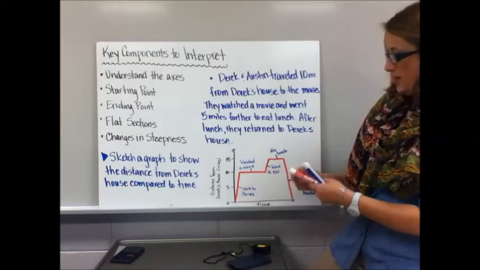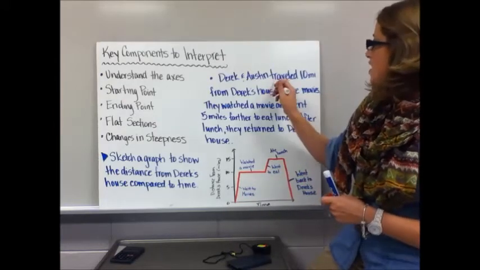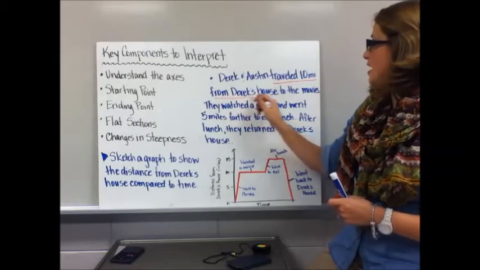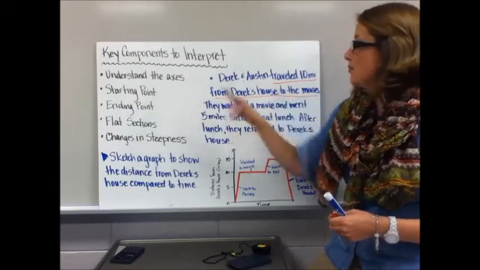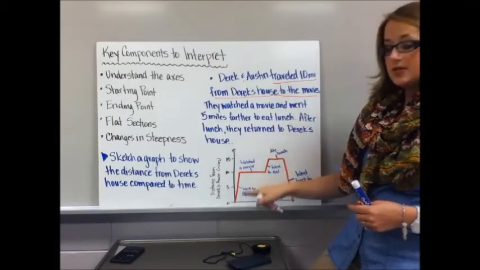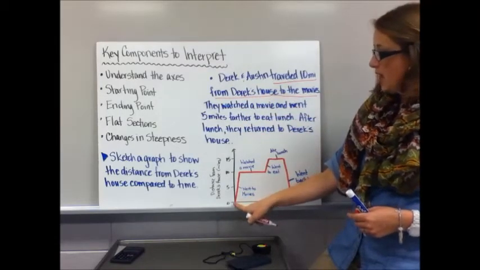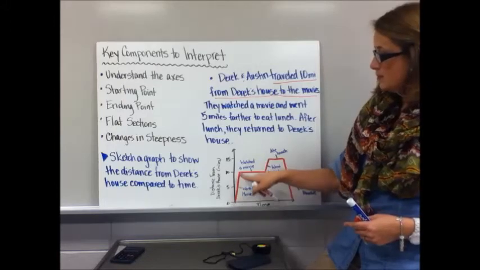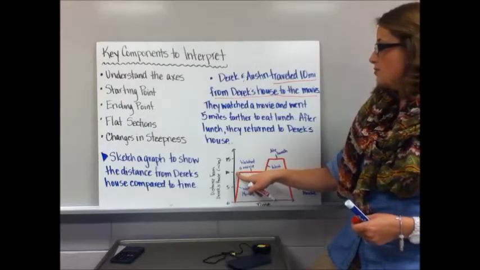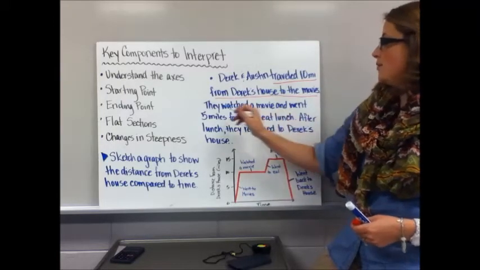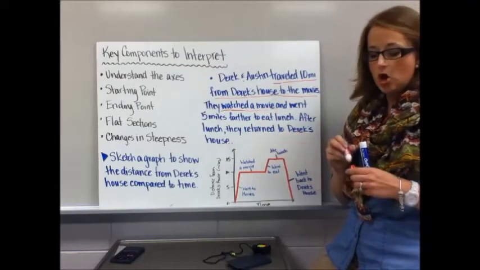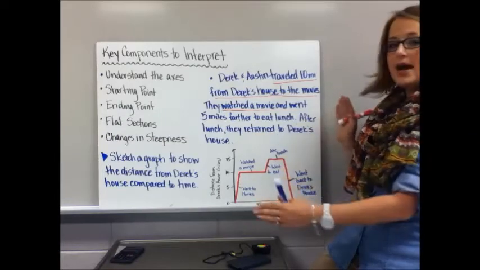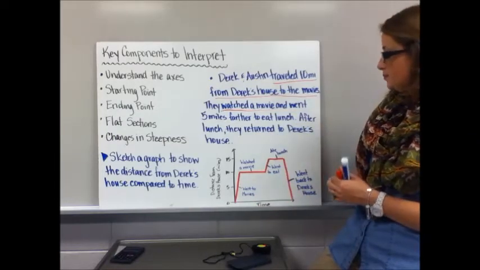First, they went to the movies. They traveled 10 miles from Derek's house to the movies. So this communicates that their starting point is Derek's house, so their distance from Derek's house is 0. They go 10 miles, and that's when they go to the movies. They watch a movie. So that's where it's flat there. Their distance from home is not changing because that's the time that goes on during the movie.